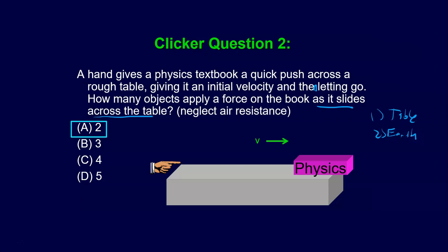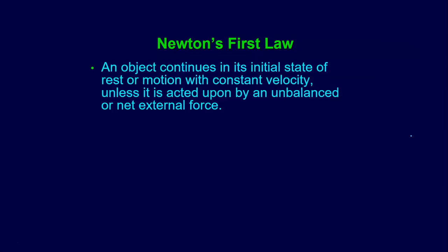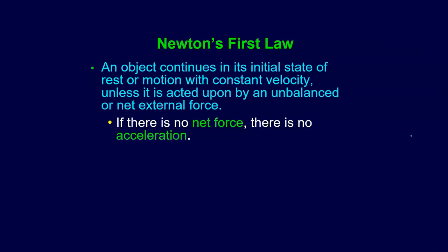And so like I said, we're sort of starting out now, but a lot of what will give us troubles will be just determining what are the things that are applying a force on our objects. So Newton's first law is stated like this: an object continues in its initial state of rest or motion with constant velocity unless it is acted upon by an unbalanced or net external force. And so there's a lot to unpack here, and we'll spend some time doing that.